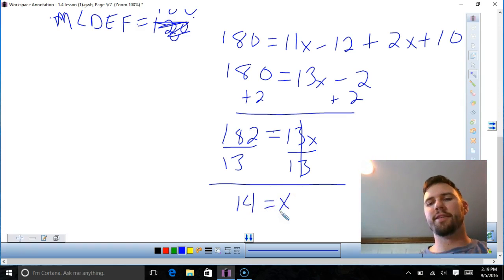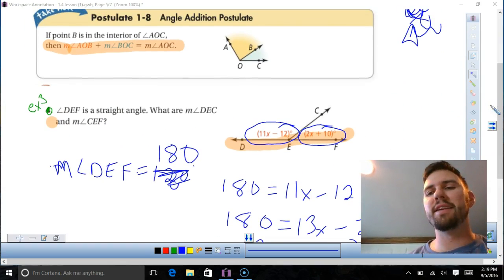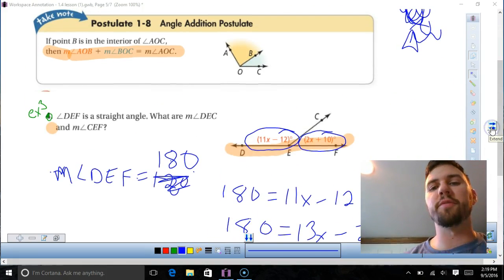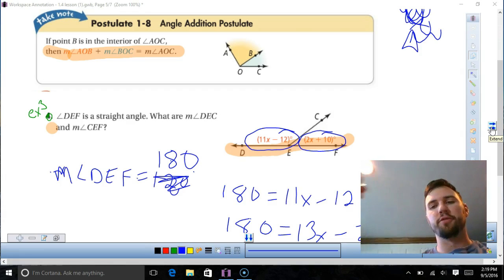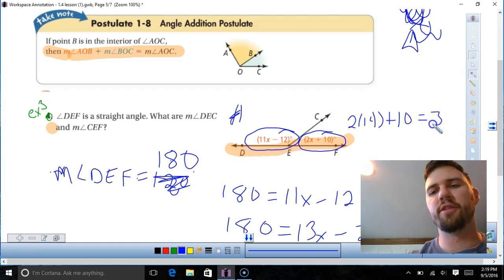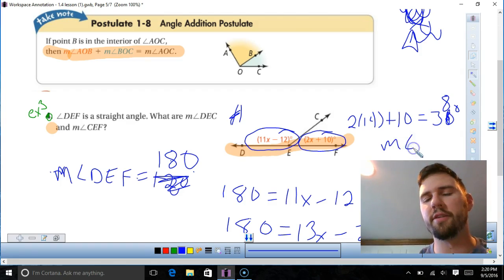Yay! Are we done? No. We know x is 14, right? So I have to plug it into each of those to get the actual numbers. I'm going to do this side first: 2 times 14 plus 10. So that's 28, that's 38 degrees. And that's the measure of angle CEF.